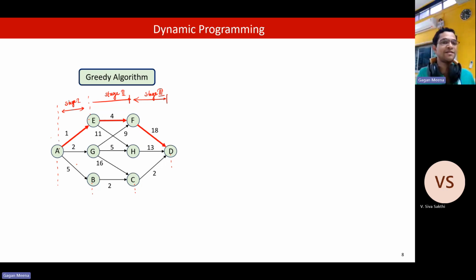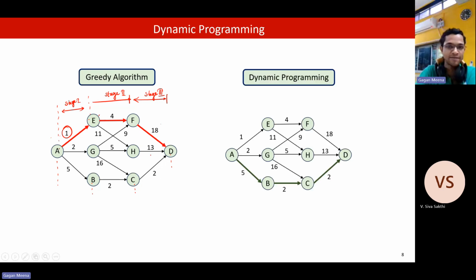It's a simple example. Greedy algorithm looks for the immediate benefit. If we move from A to E, or from this level to this level, so on stage 1, we see this path is the most economical. After reaching E, we have only two options, 4 and 11. The 4 one is the cheapest. If we reach F, then there is only one way. The total cost is 1 plus 4 plus 18, which comes out to be 23.